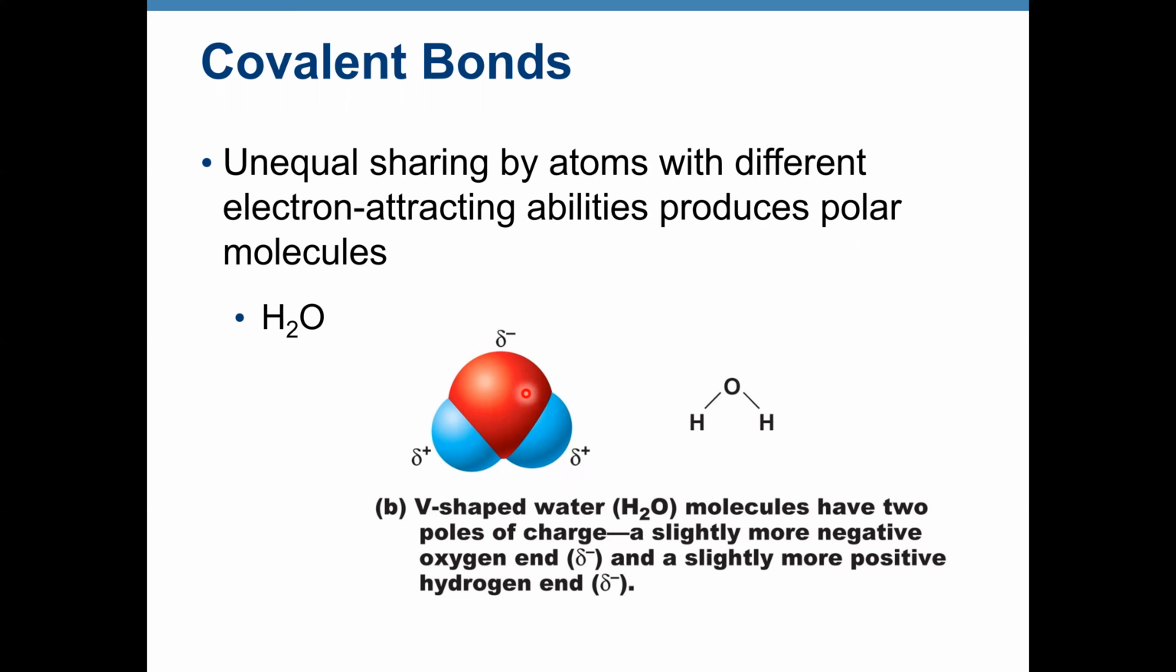So oxygen will have a partial negative charge. It's not a real negative charge, that's why we use this sign. It's partially negative, and hydrogen will be partially positive. The result would be a V-shaped water molecule that has two poles. So this pole is positive, this pole is positive, and this pole is negative. And this is called a polar molecule.